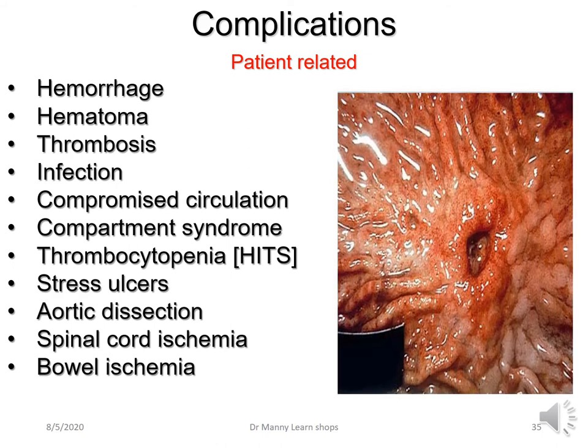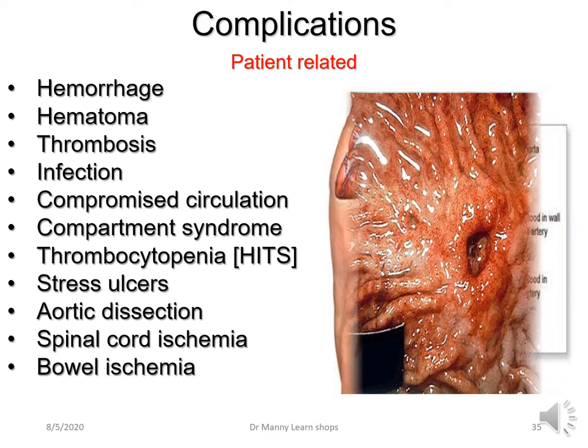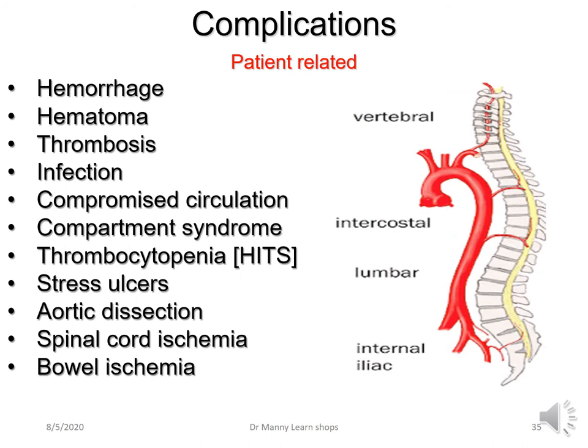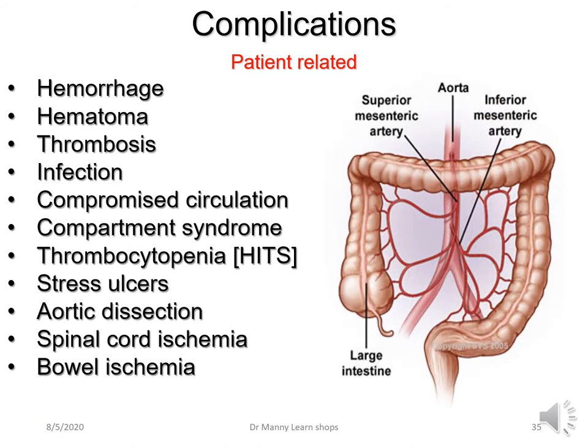Any patient in an ICU can be exposed to stress ulcers. By having the catheter in position and pumping, inflating, deflating, dissection. Remember, the catheter can affect blood flow to the spinal cord, which can cause ischemia, paralysis. In the worst situation, quadriplegia, tetraplegia, paraplegia, and bowel ischemia. The aorta supplies all the systemic organs, and if blood flow is impeded in any way, this could affect the organs.